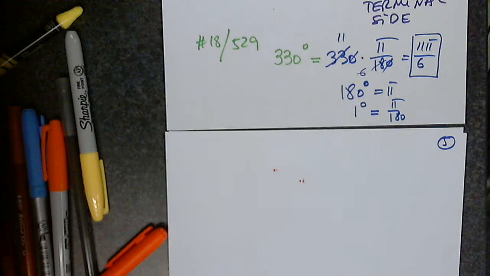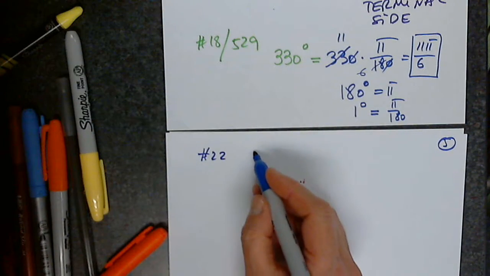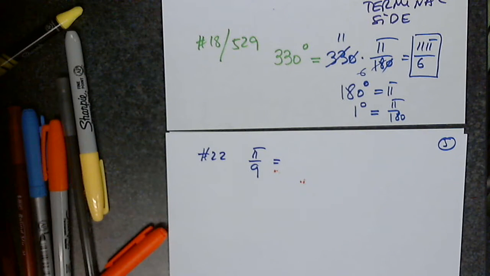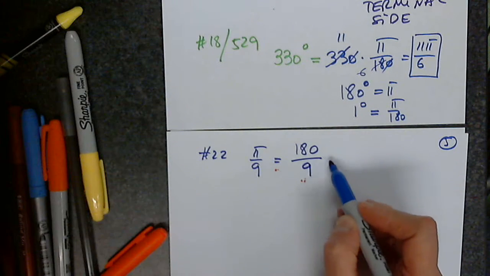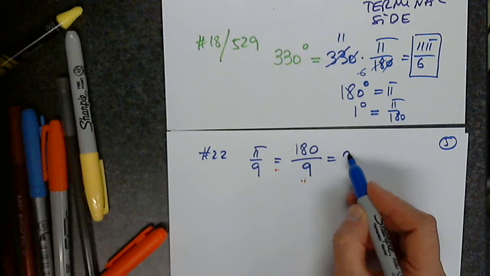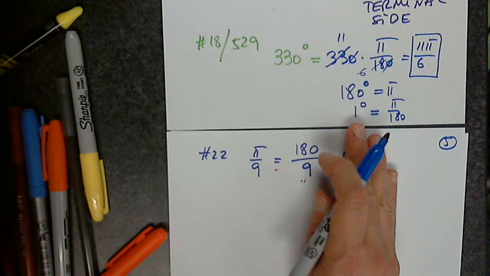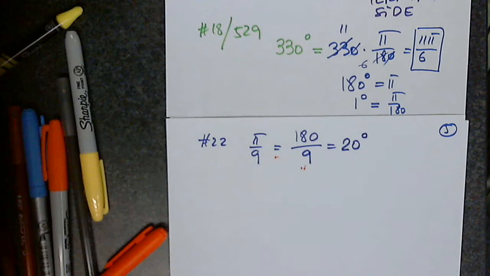Convert each angle in radians to degrees. Let's say problem 22. It's pi over 9. Here, this is easier, because all I have to do is replace pi by 180. So 180 divided by 9 is how many degrees? 20 degrees. Okay.